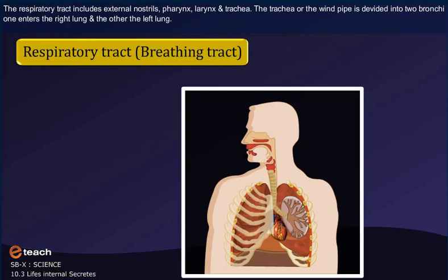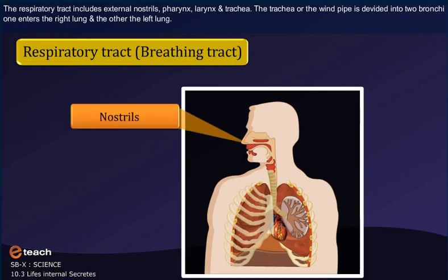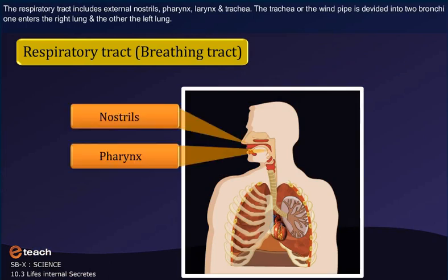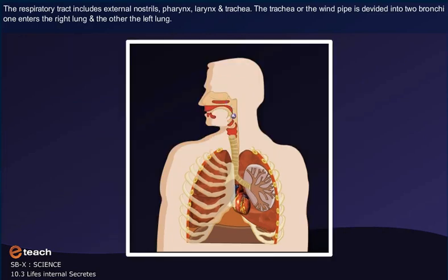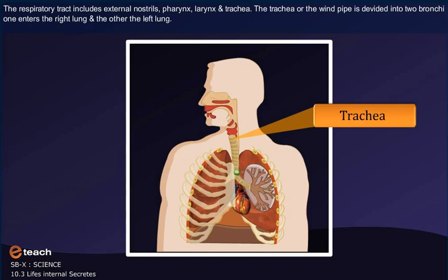The respiratory tract includes external nostril, pharynx, larynx and trachea. The trachea or the windpipe is divided into two bronchi. One enters the right lung and the other the left lung.